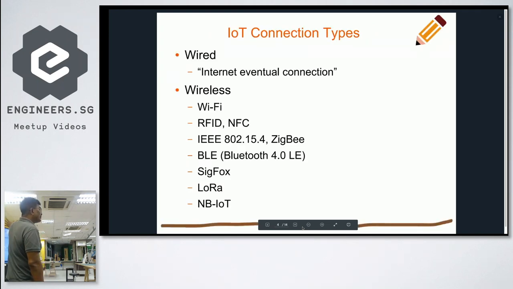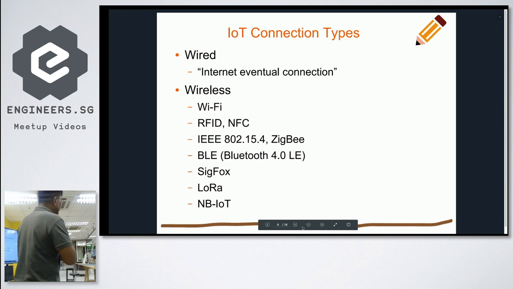Okay, there are several kinds of IoT types. We have the wired one. Of course, most of the data we collect, we want to get into the internet, into the cloud, and most of them are wired, either electrically or by fiber.